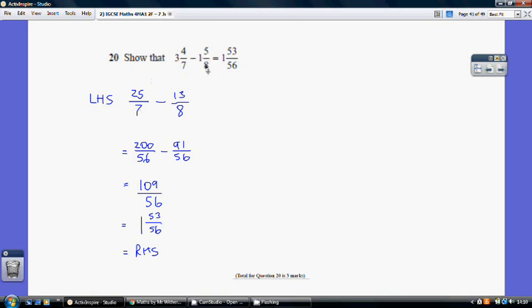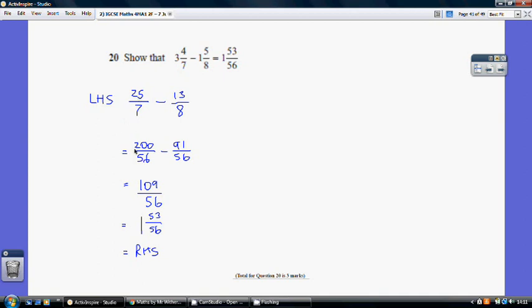And 1 and 5/8 is 13/8. Now, to subtract, we need to have a common denominator. Now, the common denominator, which both 7 and 8 go into, is going to be 56, because 7 eights are 56. So I'm going to turn each of these fractions into equivalent fractions, with the denominator being 56. So how do I turn the 7 into 56? I times it by 8.